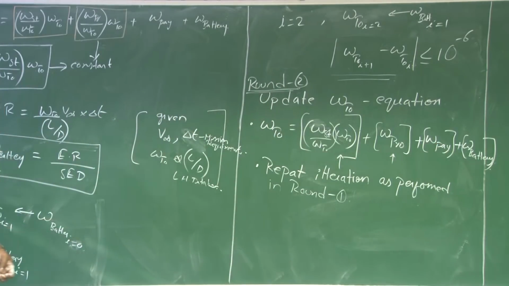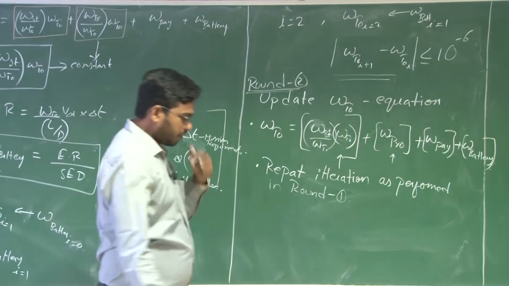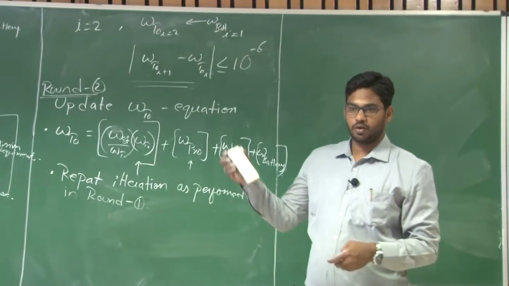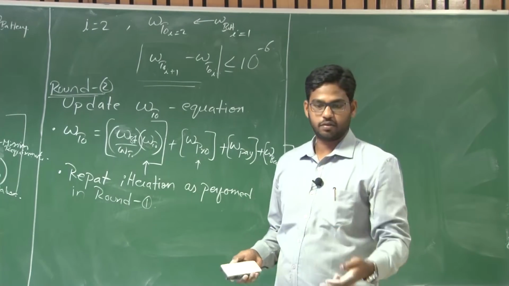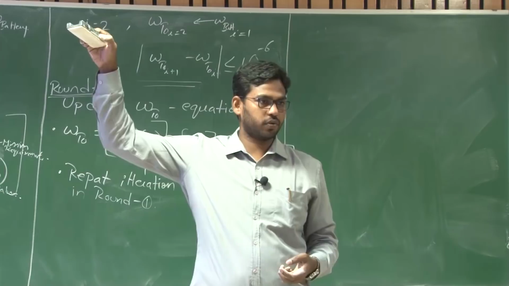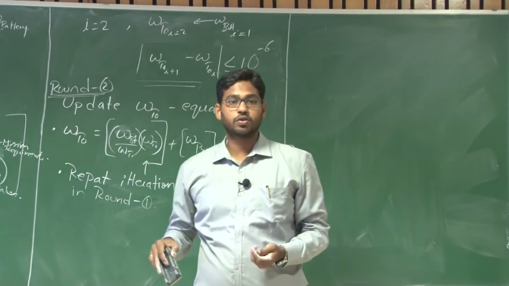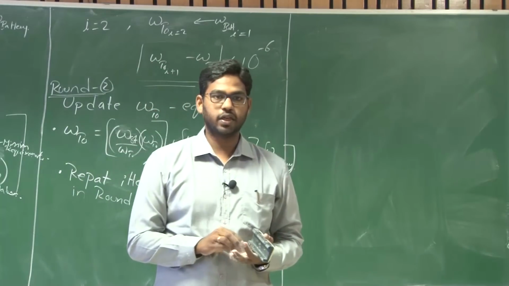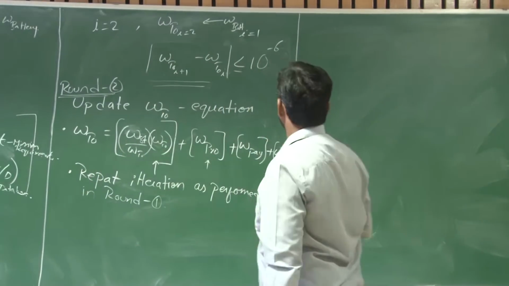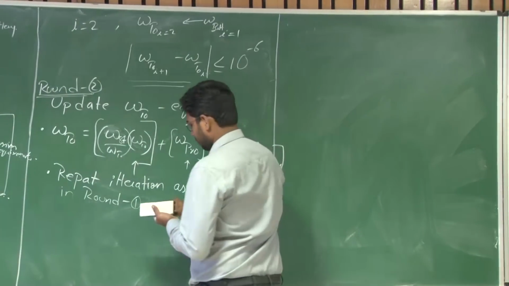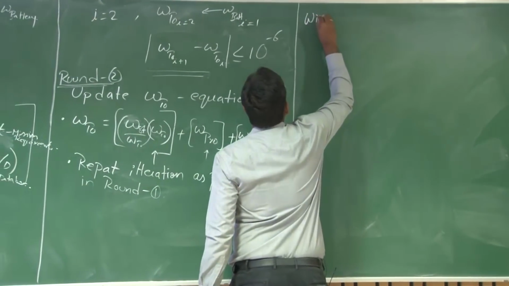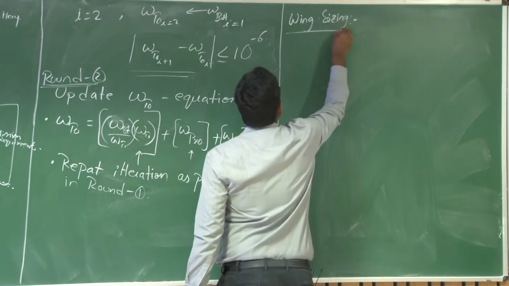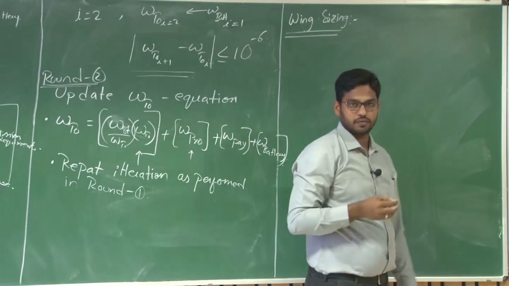Now once you have this weight, and you know the velocity of flight as per the mission requirements, and you know the altitude of your cruise, you need to figure out what should be the area of the wing, or the reference area which I need to consider. So that is wing sizing. So how are you doing this wing sizing?